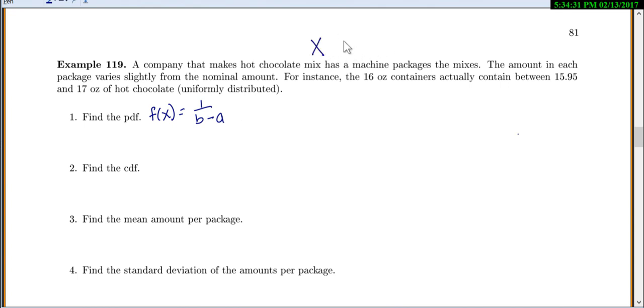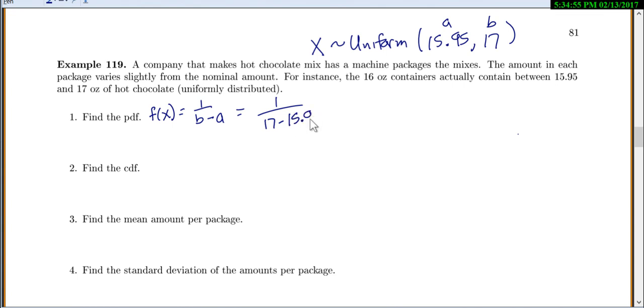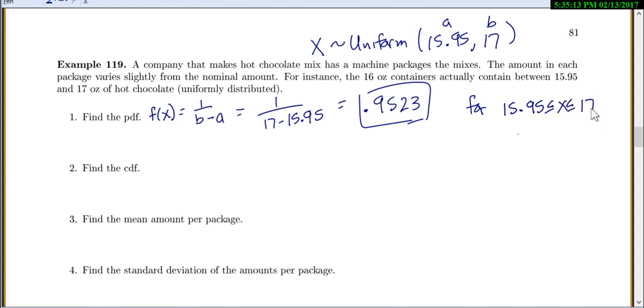So let's make ourselves a note here that this is a uniform distribution. So x is distributed uniform from 15.95 to 17. So 15.95 is A and 17 is our B. So just your upper and lower points. So we'll do 1 over B, which is 17 minus A, which is 15.95. So we get 0.9523. So that is our PDF. And you should always tell me what your bounds are on a PDF. So it's for x between 15.95 and 17.